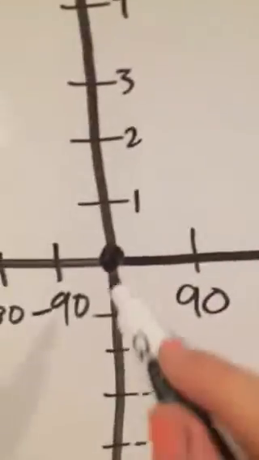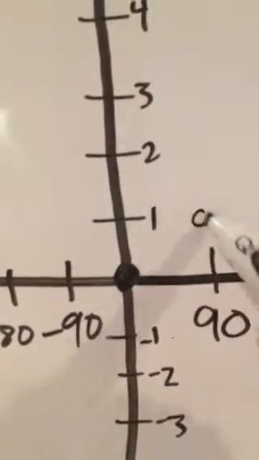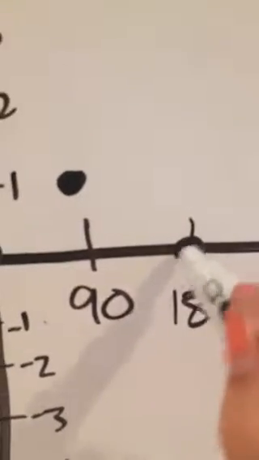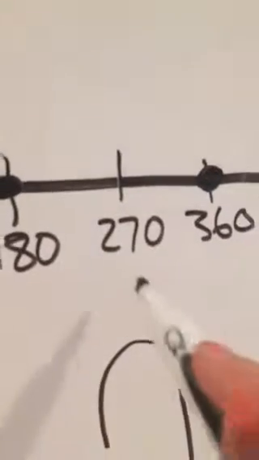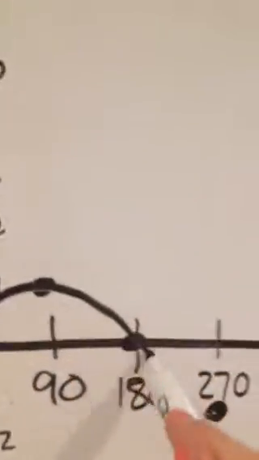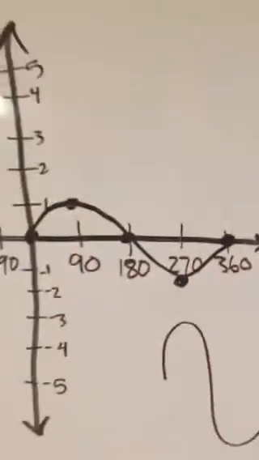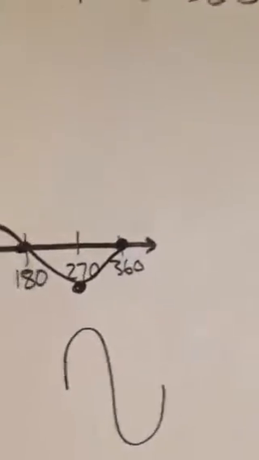So you know it goes up first. You're going to go up to 90, 1, back down to 180, 0, down to 270, -1, and then back up, and then you can just connect your points. There it is.